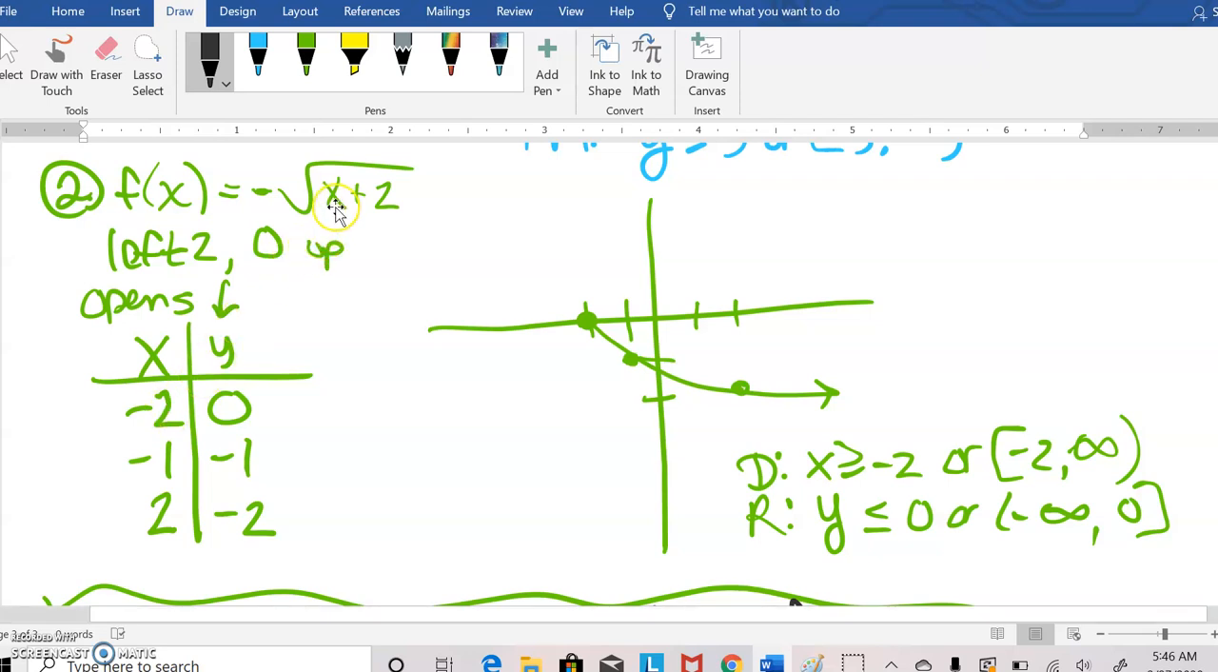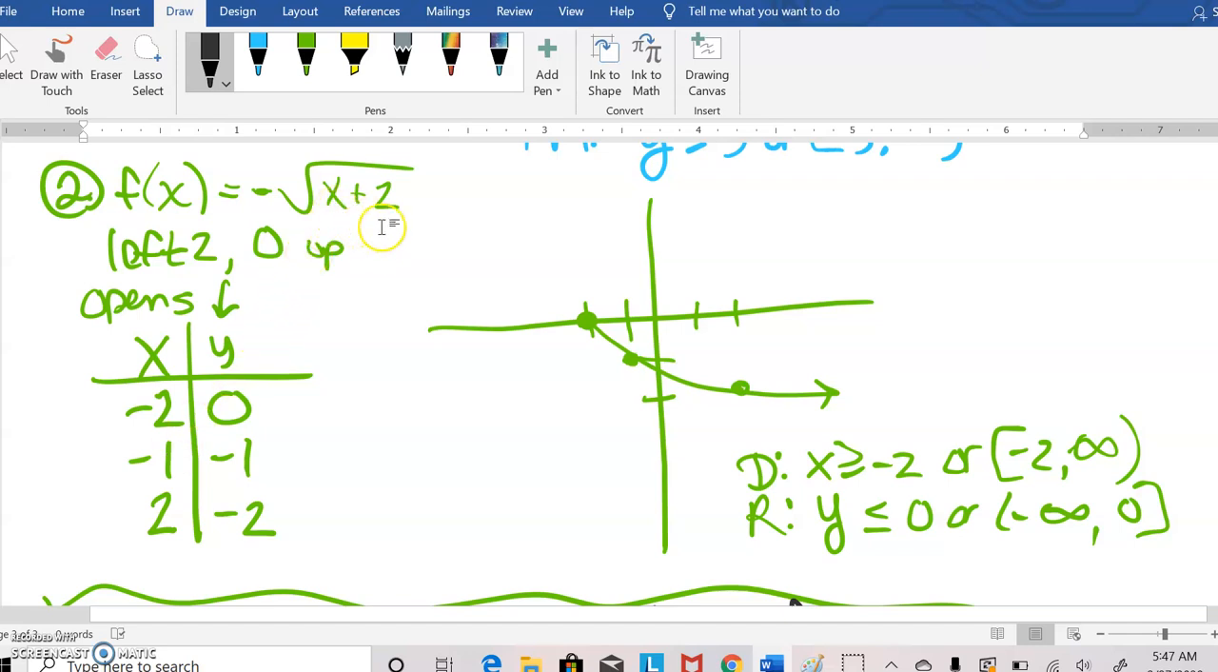When I substitute negative 2 in, plus 2 is 0, the square root is 0. Now, before I just choose any number, I want to choose a number that will now give me 1 underneath here, because 1 is my next perfect square. I started with negative 2, which gave me 0. My next perfect square is 1. I get 1 by letting x be negative 1.